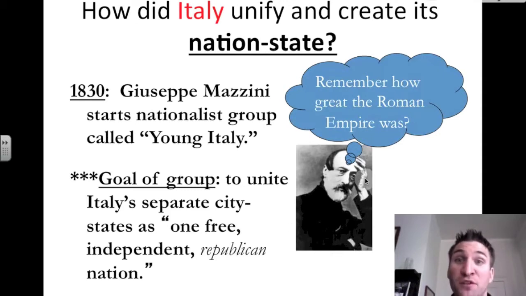And Mazzini was fond of the Roman Empire. He thought back to that golden age in Italy. And he said, why can't we recreate the Roman Republic for the 1800s?